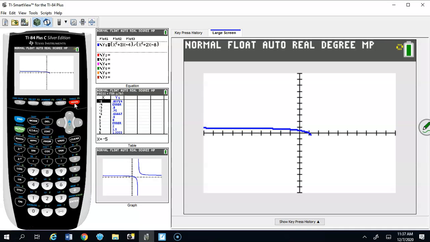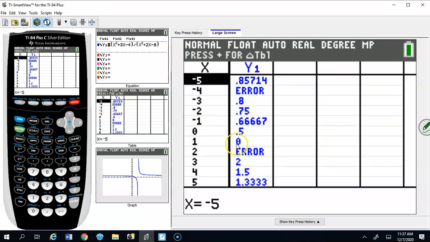You should notice when you're looking at this graph that we have a horizontal asymptote right here at y equals 1, and we have a vertical asymptote right here where x is equal to 2. Notice also that it intersects the x-axis at 1. Another thing you can do is look at the table, and it's going to show you where these errors are. The error here is at 2 because that's where our vertical asymptote is, and an error at negative 4 because that's where our hole is. These are some other points that you could use to go ahead and plot your graph.